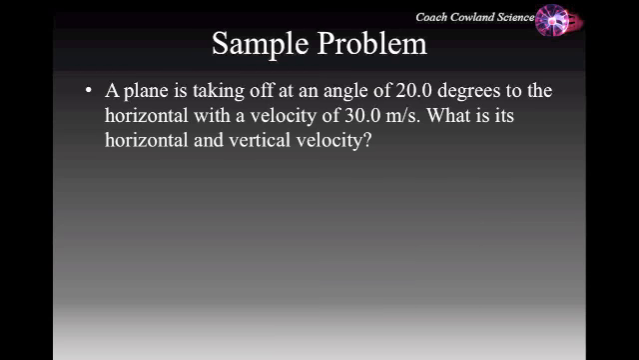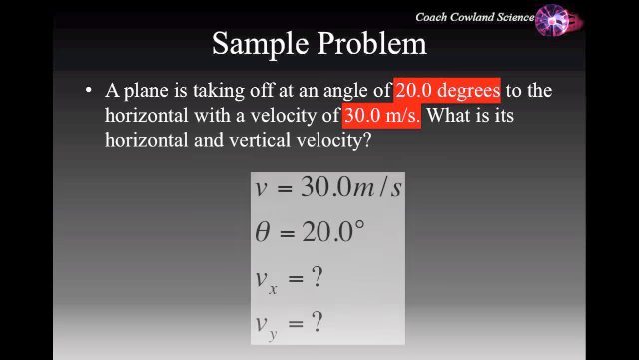Let's look at another example. A plane takes off at an angle of 20 degrees to the horizontal with a velocity of 30.0 meters per second. What is its horizontal and vertical velocity? First we identify the data: 20 degrees, 30 meters per second. Now we list our variables, known and unknown. We are looking for Vx, horizontal velocity, and Vy, vertical velocity.